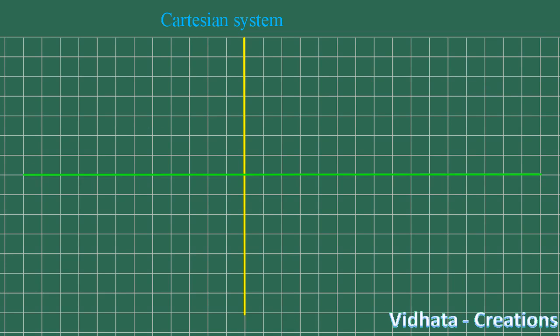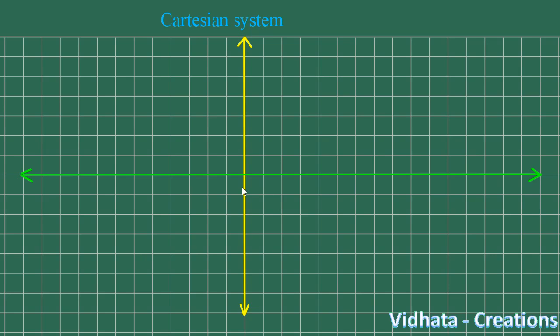Now these two lines are called axes, and this yellow colored vertical line is called the y-axis. And here we have a green colored horizontal line, and we call it the x-axis.